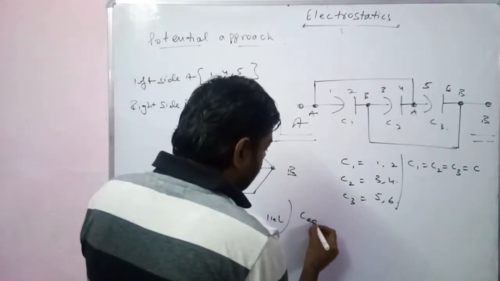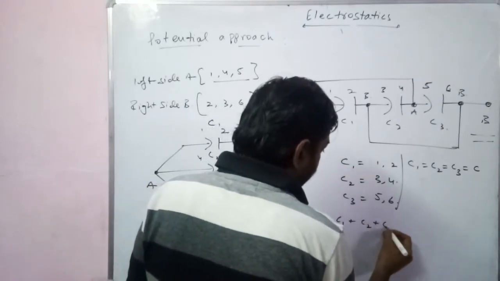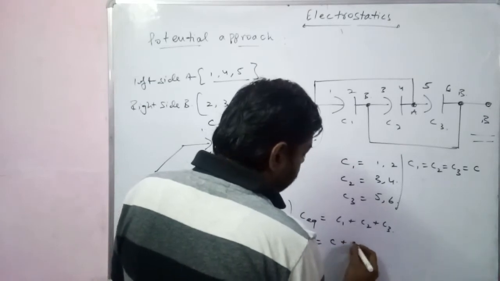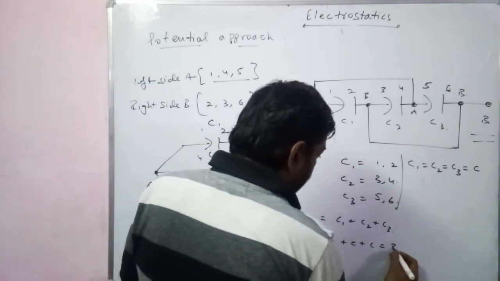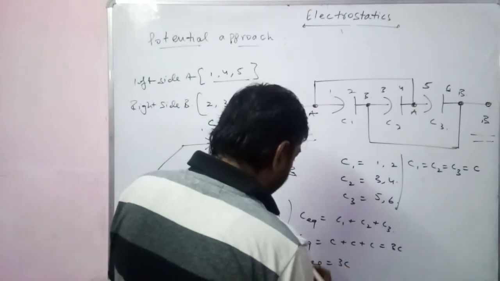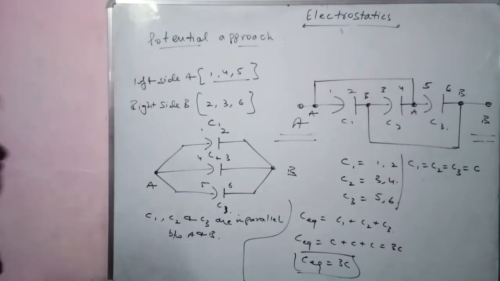Now C equivalent is written as C1 plus C2 plus C3. So the C equivalent is written as C plus C plus C. It is equal to 3C. So C equivalent is 3C. Got it? Okay? Copy it.